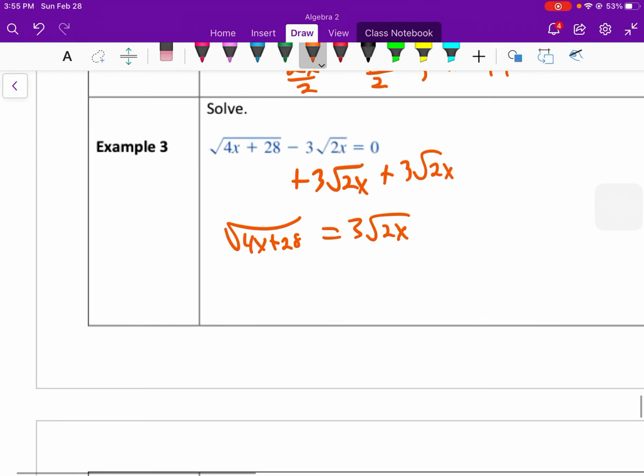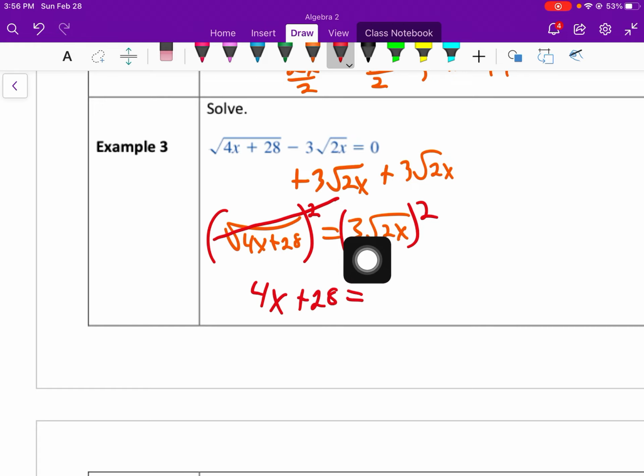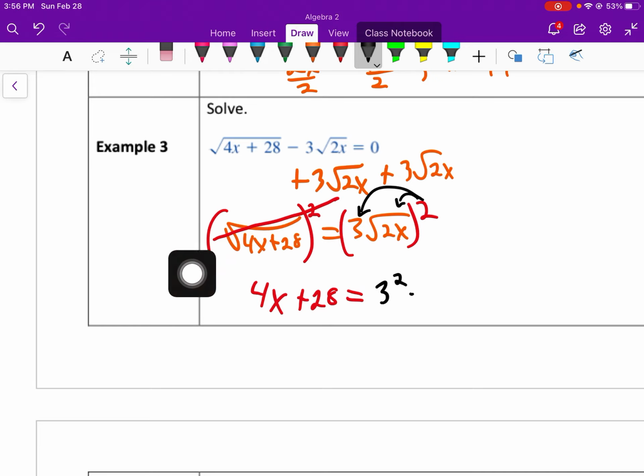Now we can square, because that's the inverse operation, the left, and we must do that to the right as well. So when we square the left side, that simplifies to 1. So all that's left is what's underneath, 4x plus 28. And when we square the right, it's a product to a power, so we distribute the power to each part. So we have 3 squared times, just like on this side, the square root squared simplifies to 1, so the same would happen here, and it's times what's left on the inside.